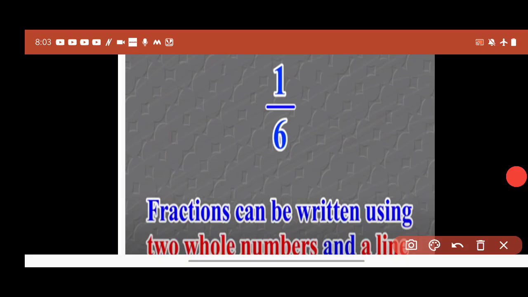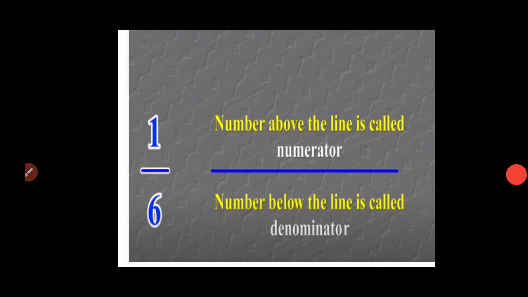So fractions can be written using 2 whole numbers and a line. Like for example, if you take 2 parts out of the 6 parts, you can write it as this. It means you are dividing the 2 whole numbers with the help of this line. Now let us understand what number we put above and below the line. So children, just carefully listen to me.